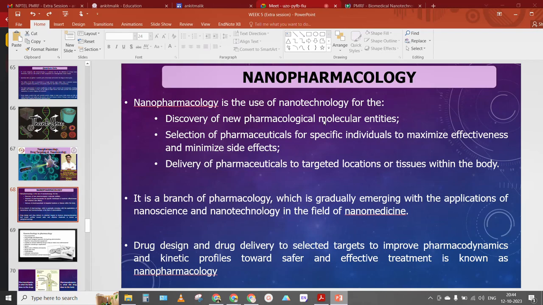Okay. So nanopharmacology is the use of nanotechnology for the discovery of new pharmacological molecular entities, selection of pharmaceuticals for specific individuals to maximize effectiveness and minimize side effects, and delivery of pharmaceuticals to targeted locations or tissues within the body. Basically, nanopharmacology is a branch of pharmacology which is gradually merging with the applications of nanoscience and nanotechnology in the field of nanomedicines. The drug design and drug delivery to selected targets to improve pharmacodynamics and kinetic profiles towards safer and effective treatment is known as nanopharmacology.